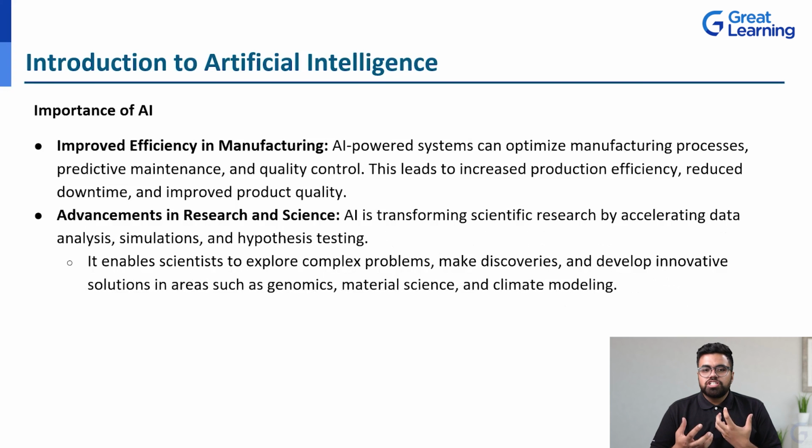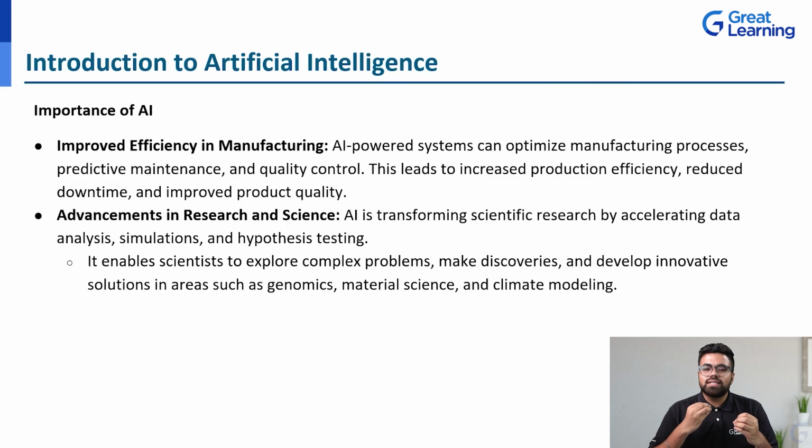Now, improved efficiency in manufacturing. When we talk about a lot of big industries, be it steel plants, power plants, or a lot of other manufacturing processes of small or big industries, right? Now, AI-powered systems can optimize these manufacturing processes, with predictive maintenance and quality control. This would lead to increased production efficiency, reduced downtime, and improved product quality, right?